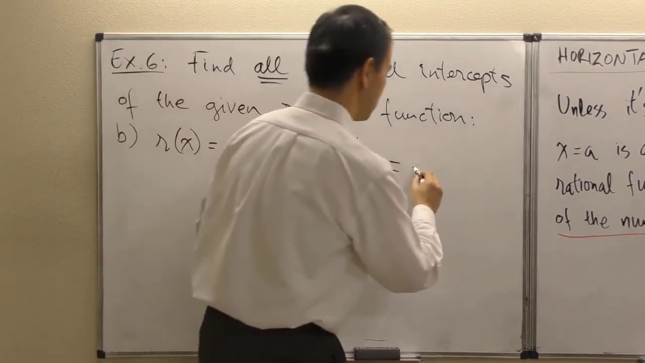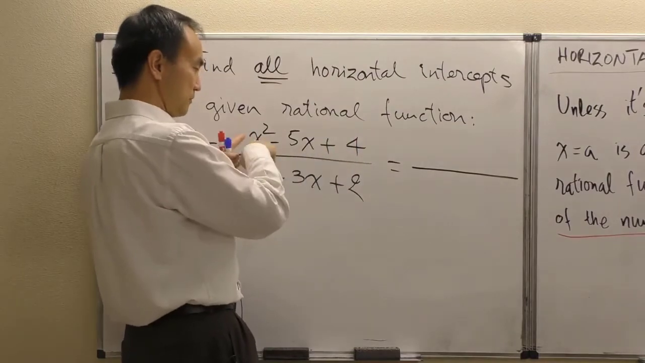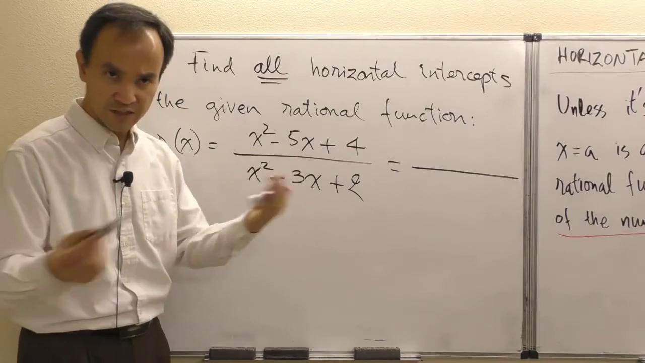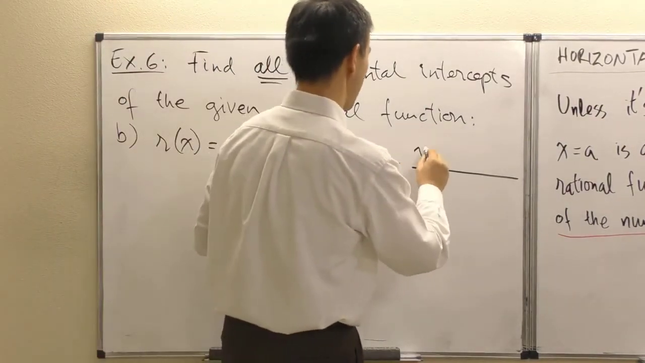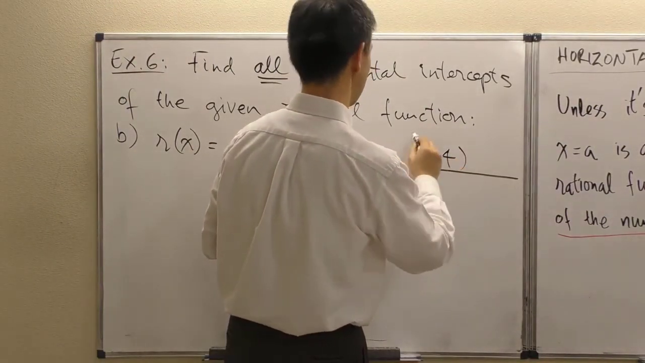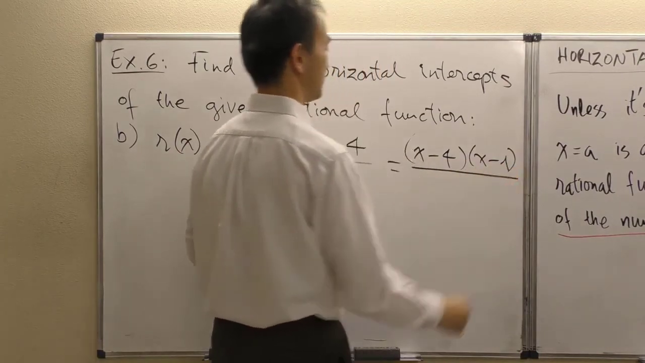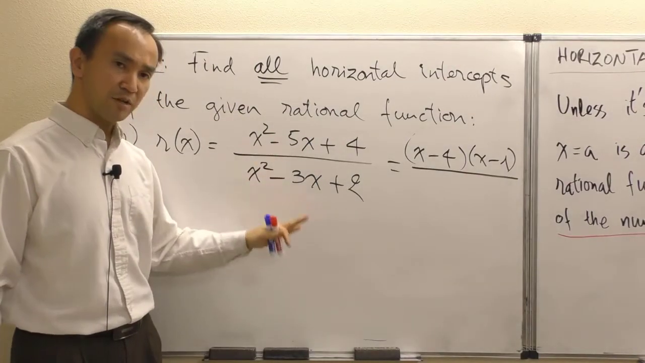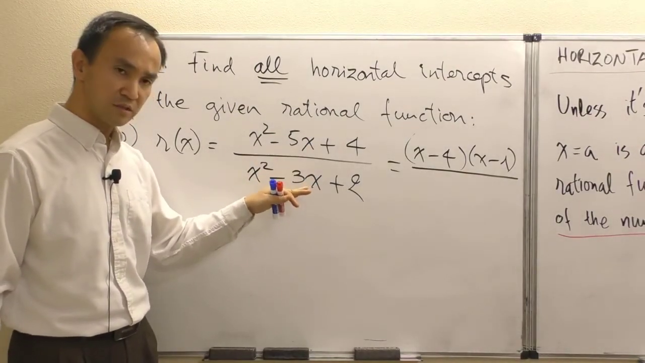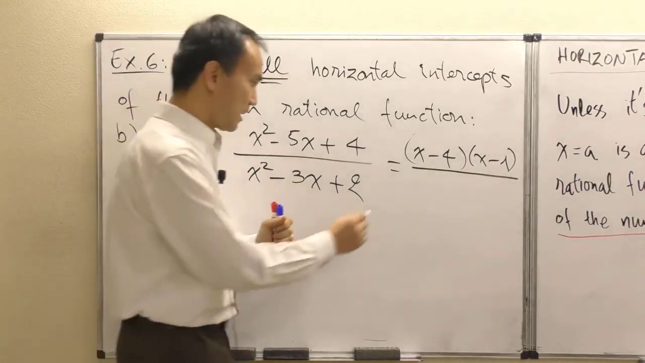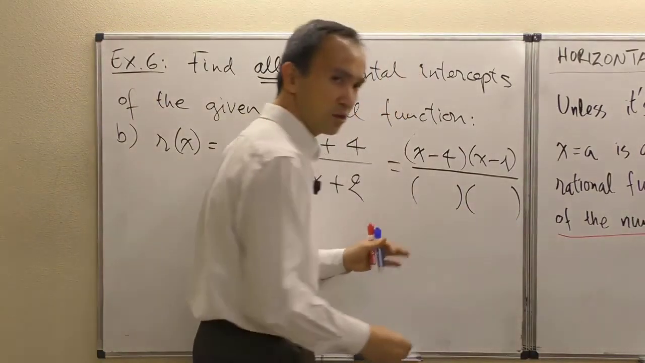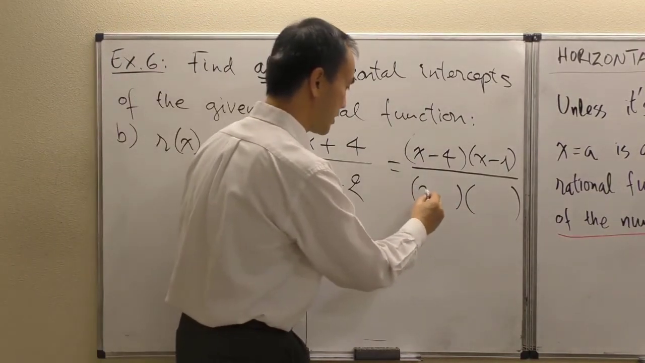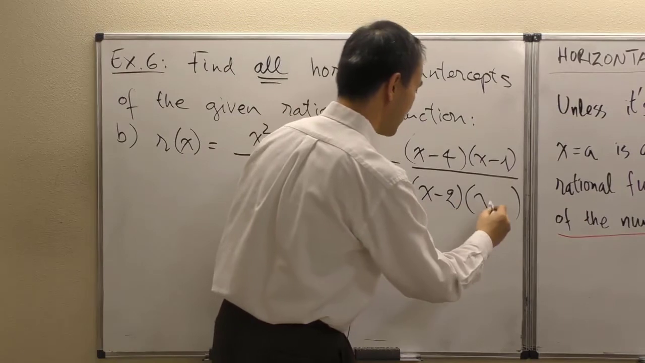Now I'm putting that in factor form, the x squared minus 5x plus 4. In your experience with factoring, you can easily verify this: x minus 4 times x minus 1. That's how I factor this numerator polynomial. And now I'm going to factor the denominator polynomial. You can also verify what I'm doing here: x squared minus 3x plus 2 is factored into x minus 2 times x minus 1.